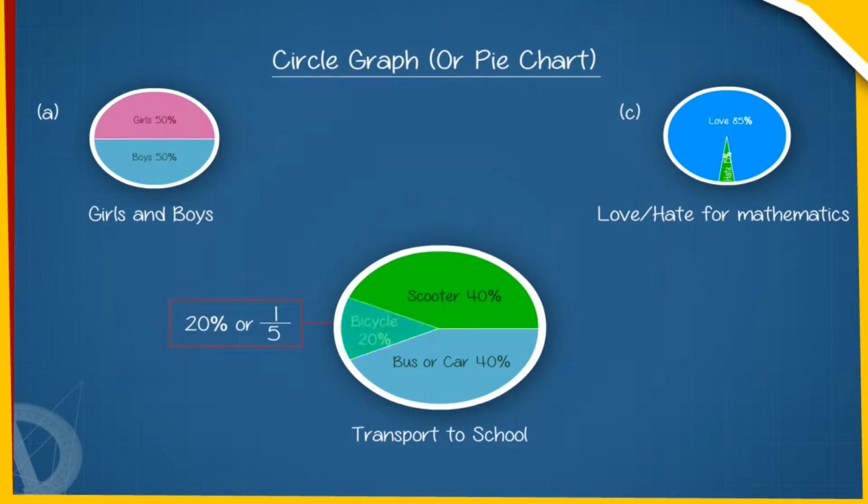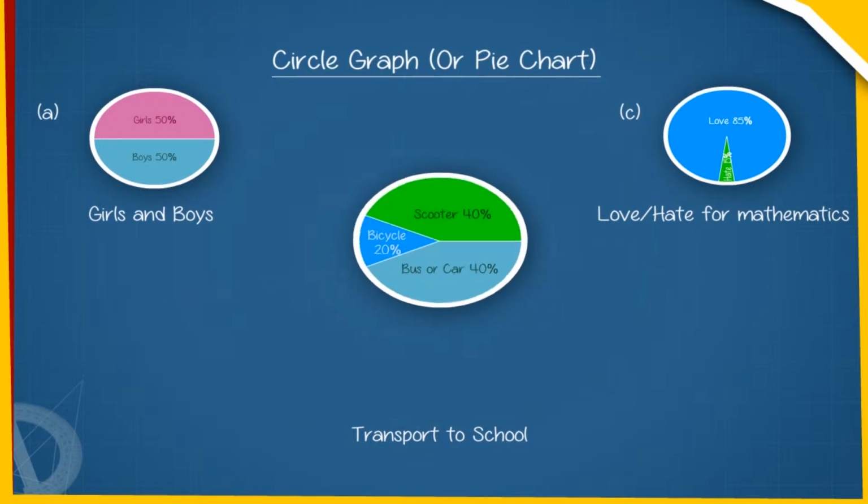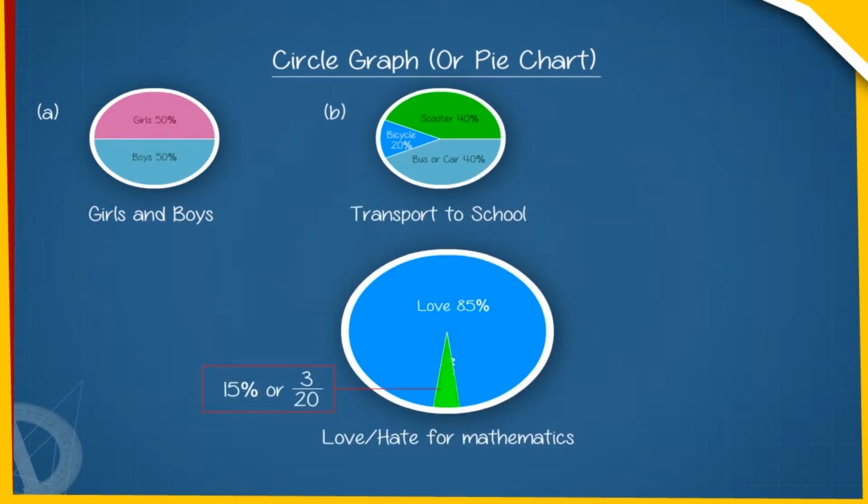B. 20% or 1/5 of the circle represents bicycle. 40% or 2/5 represents scooter and the remaining 40% or 2/5 represents bus or car. C. 15% or 3/20 represents hate for mathematics and the remaining 85% or 17/20 represents love for mathematics.